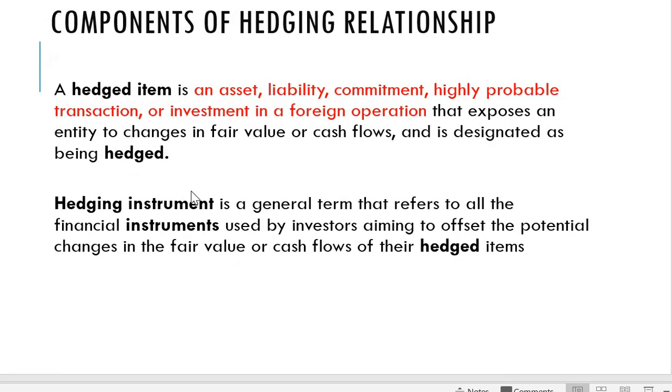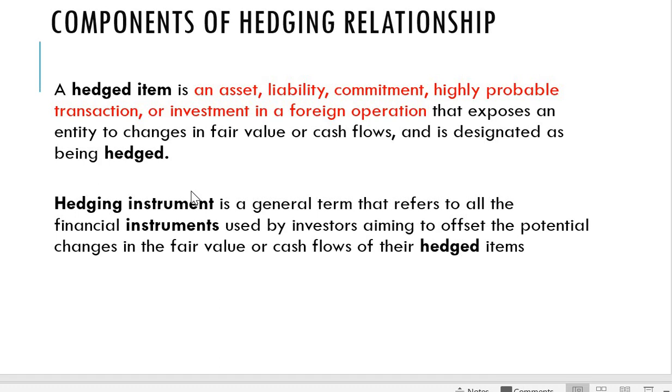Okay, so what are the components of a hedging relationship? We have two components of a hedging relationship. First, we have the hedged item. A hedged item is an asset, liability, recognized asset or liability, firm commitment, highly probable transaction, or investment in a foreign operation that exposes an entity to change in fair value or cash flows and is designated as being hedged.